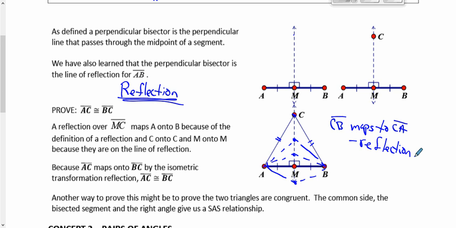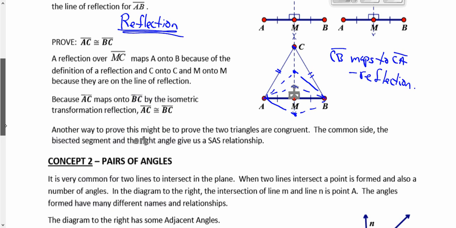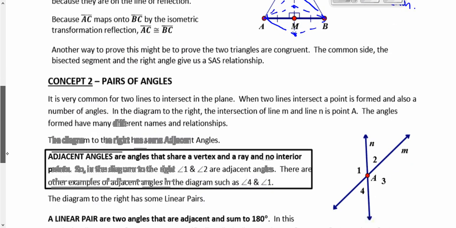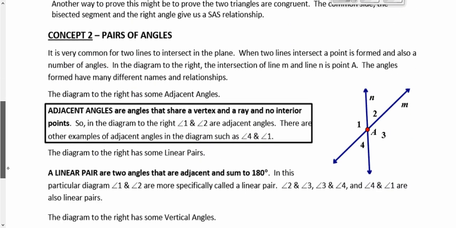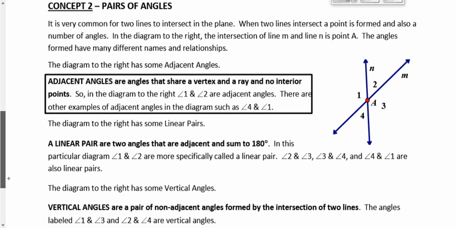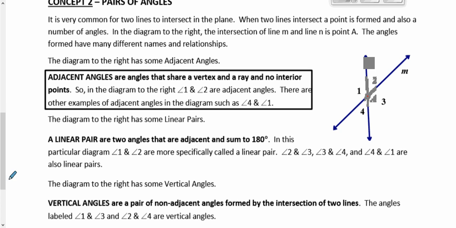Let me go on and talk about, I covered some of this, pairs of angles. Okay, adjacent angles. Do you remember the linear pair angles? Linear pair angles also happen to be adjacent angles. They're just right next to each other, right? So adjacent angles share a vertex and a ray. So like angle 1 and 2, wouldn't they be adjacent? And in this case they're also a linear pair, so they add to 180, right?